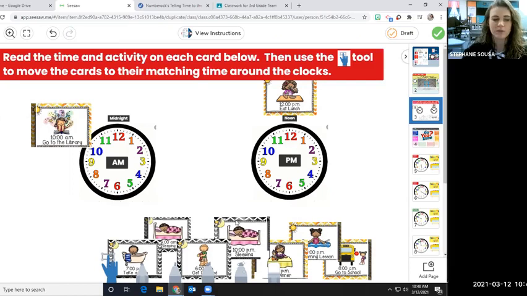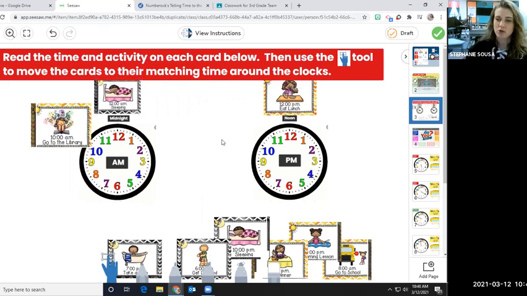Let's grab that first black one up here. It says 12 a.m. sleeping. Well, we know it's not noon. It's midnight. At midnight, you should be sleeping. Yes, you gamers, that includes you. Sleeping at midnight. So 12 a.m., that is midnight, and you are sleeping.